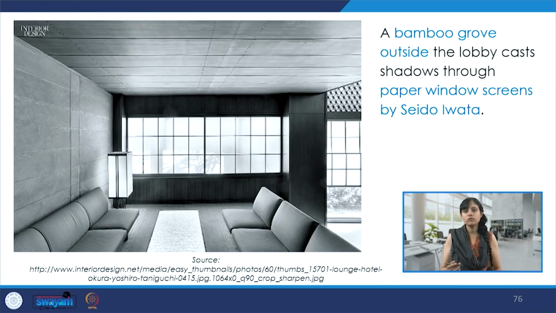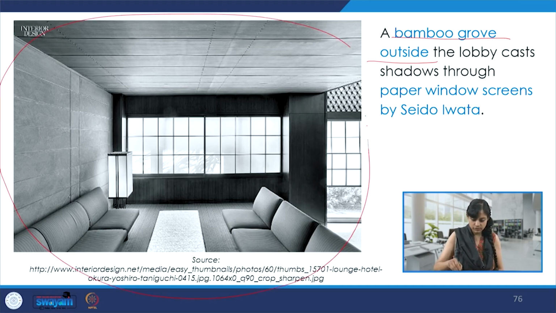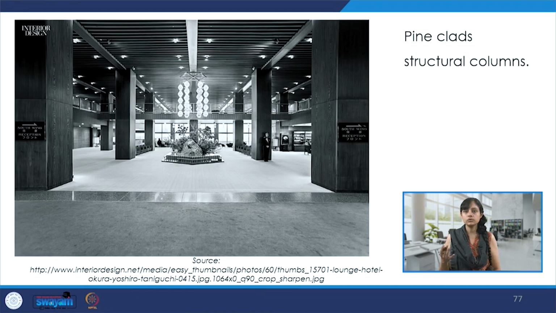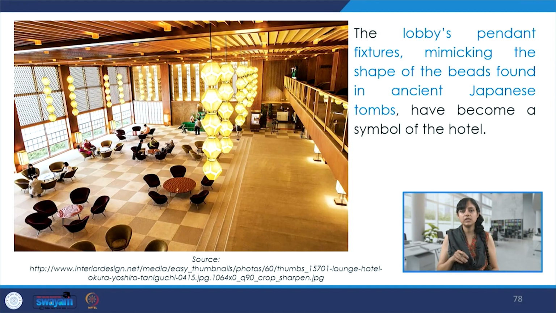There is a bamboo grove outside, and there are paper window screens and a very beautiful space over here, very elegantly designed and composed. And there is also the pine cladding. There are structural columns which have these kinds of claddings that we see over here. So these material details make all the difference.